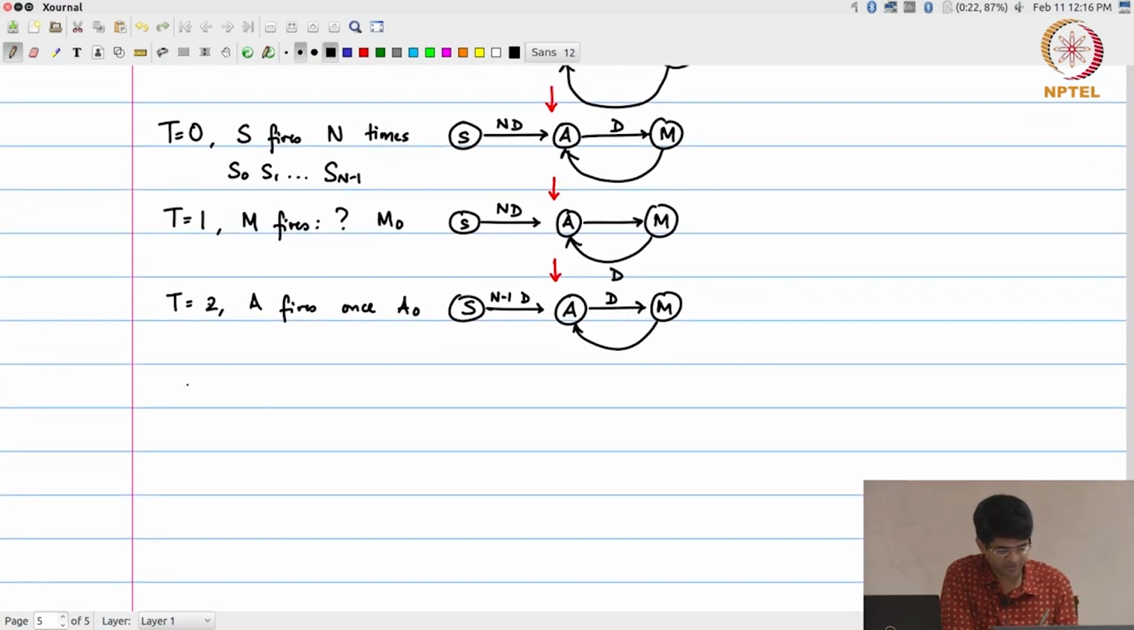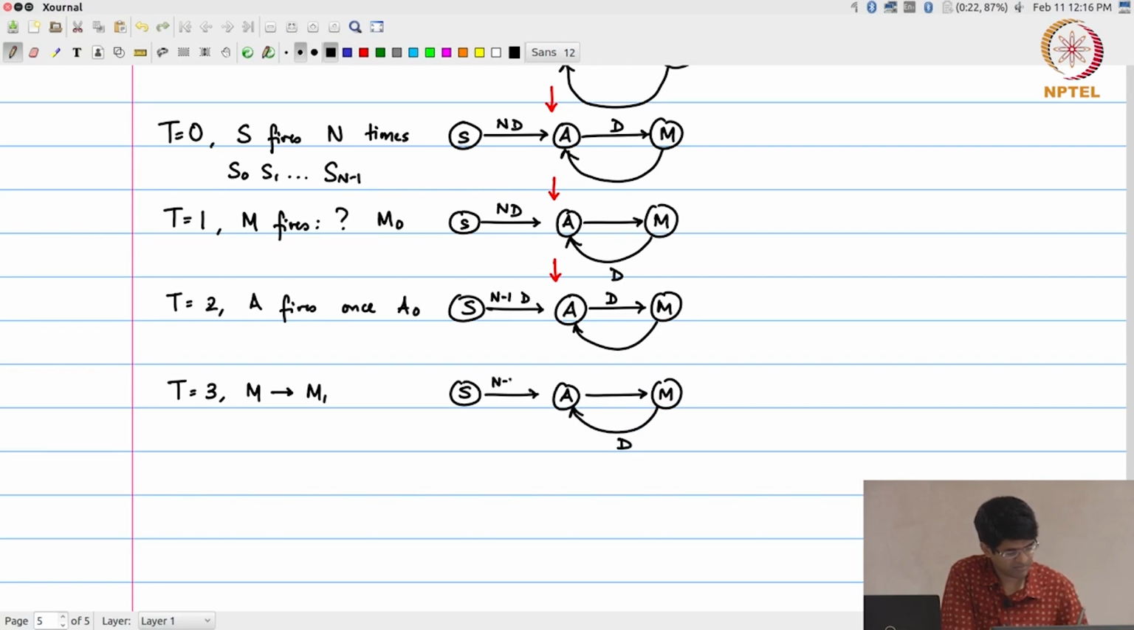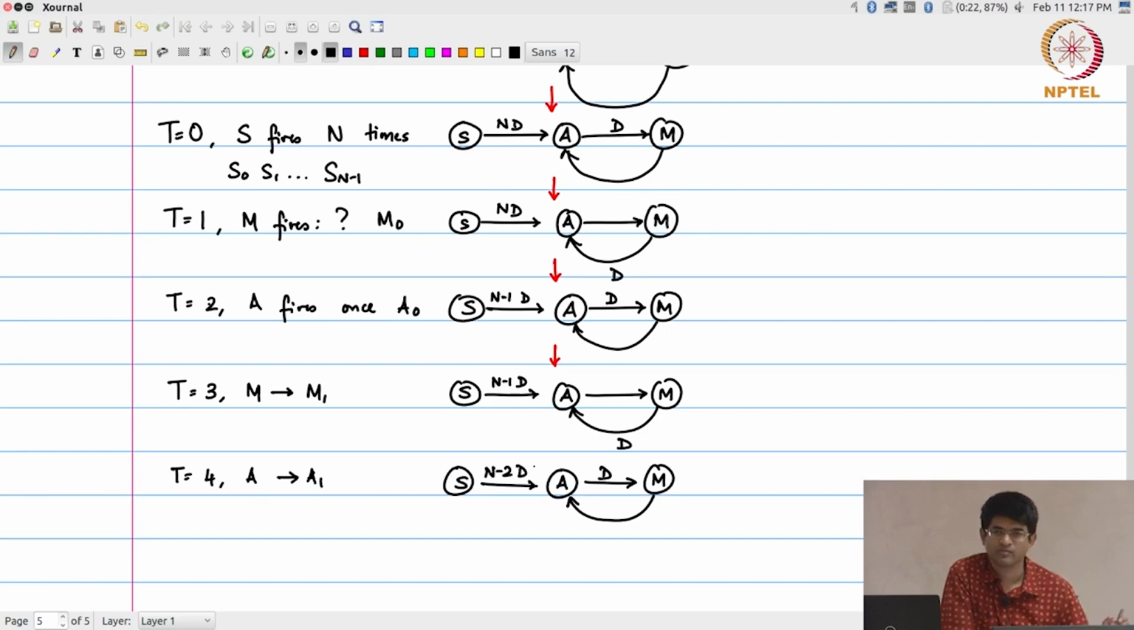I can take this forward. At t equal to 3, M1 fires, and at t equal to 4, A1 fires, and this becomes n minus 2. So you can see where I am heading with this.